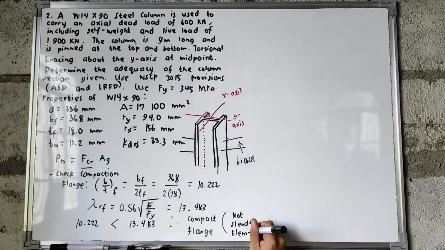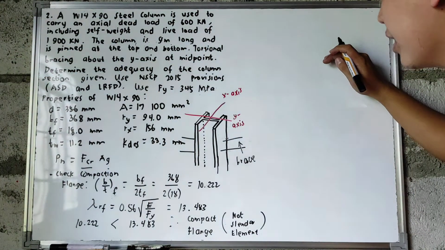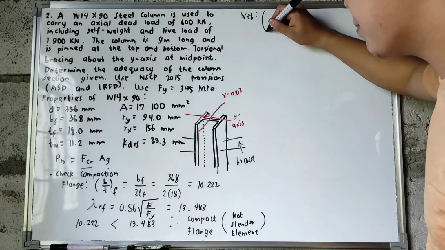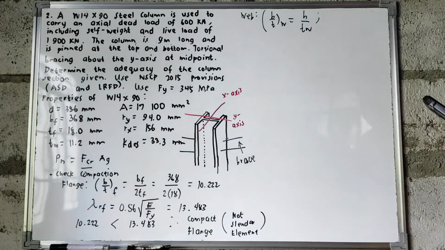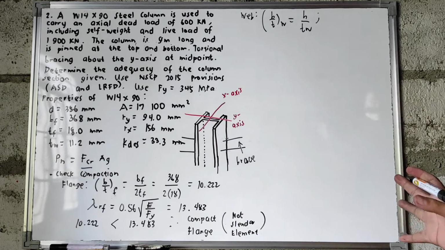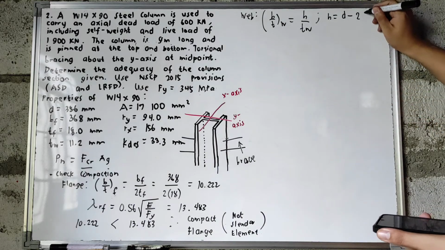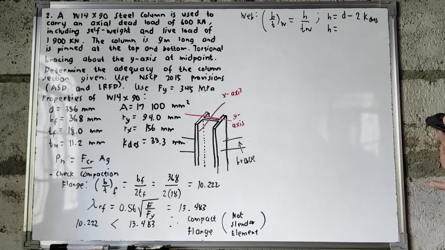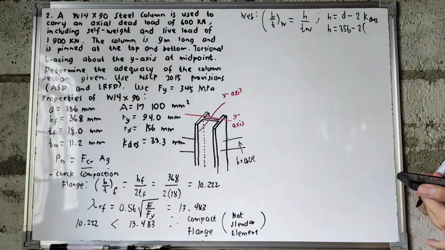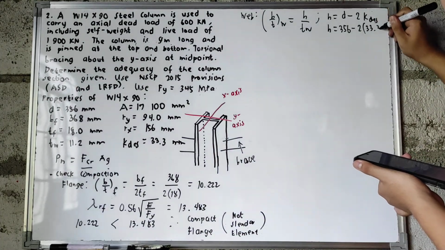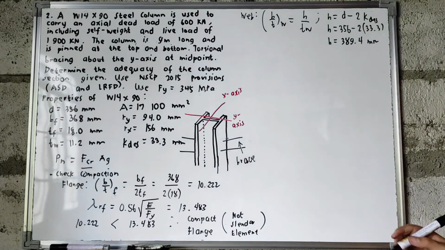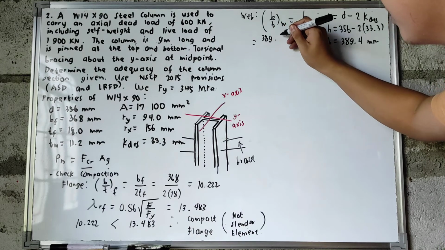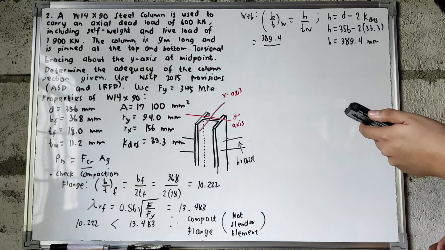Now that we have checked that the flange is not slender, let's move on to the web. For the web, we also find the width to thickness ratio, which is equal to h over tw. First, get the value of h. We look at the stiffened element table and use case 10. The value of h is the total depth minus 2 k des. So d is 356 minus 2 multiplied by k des of 33.3. The value of h is equal to 389.4 mm. Substitute here: 389.4 mm divided by the thickness of the web, which is equal to 11.2.